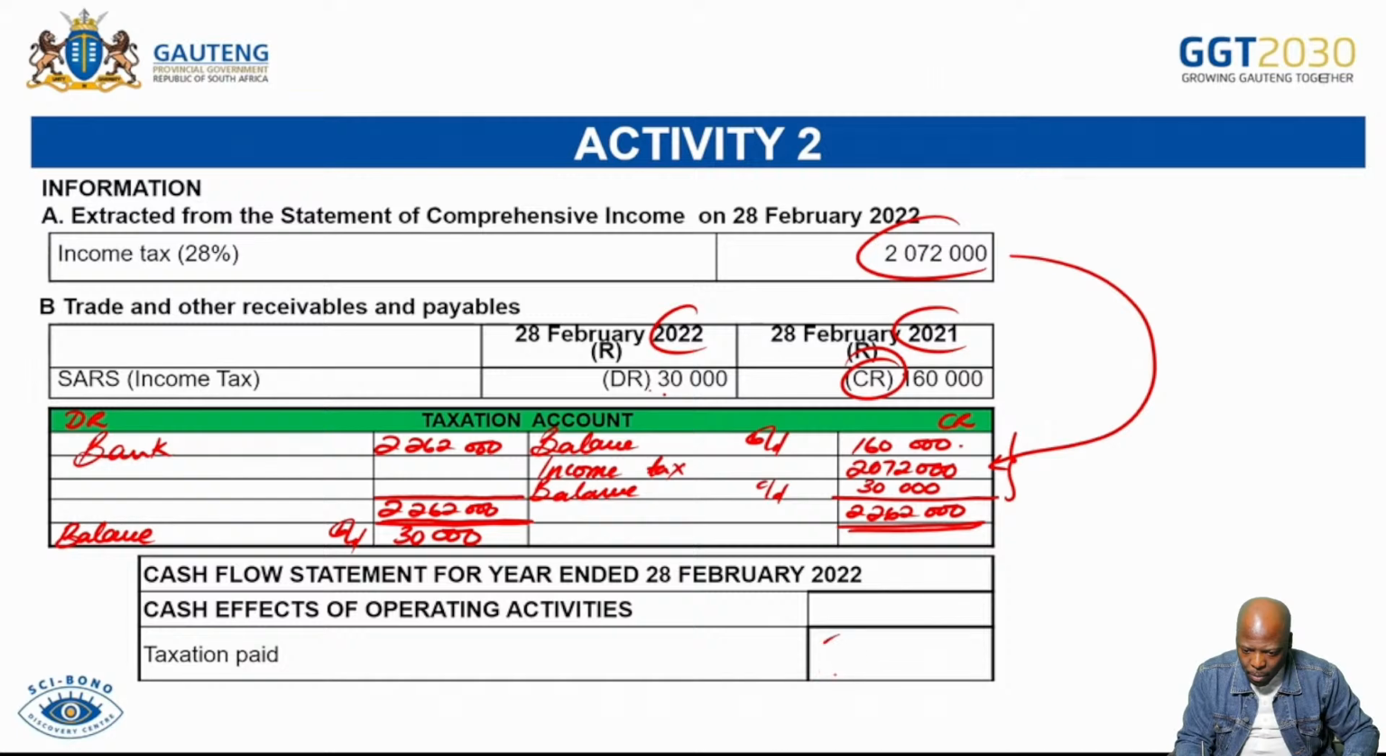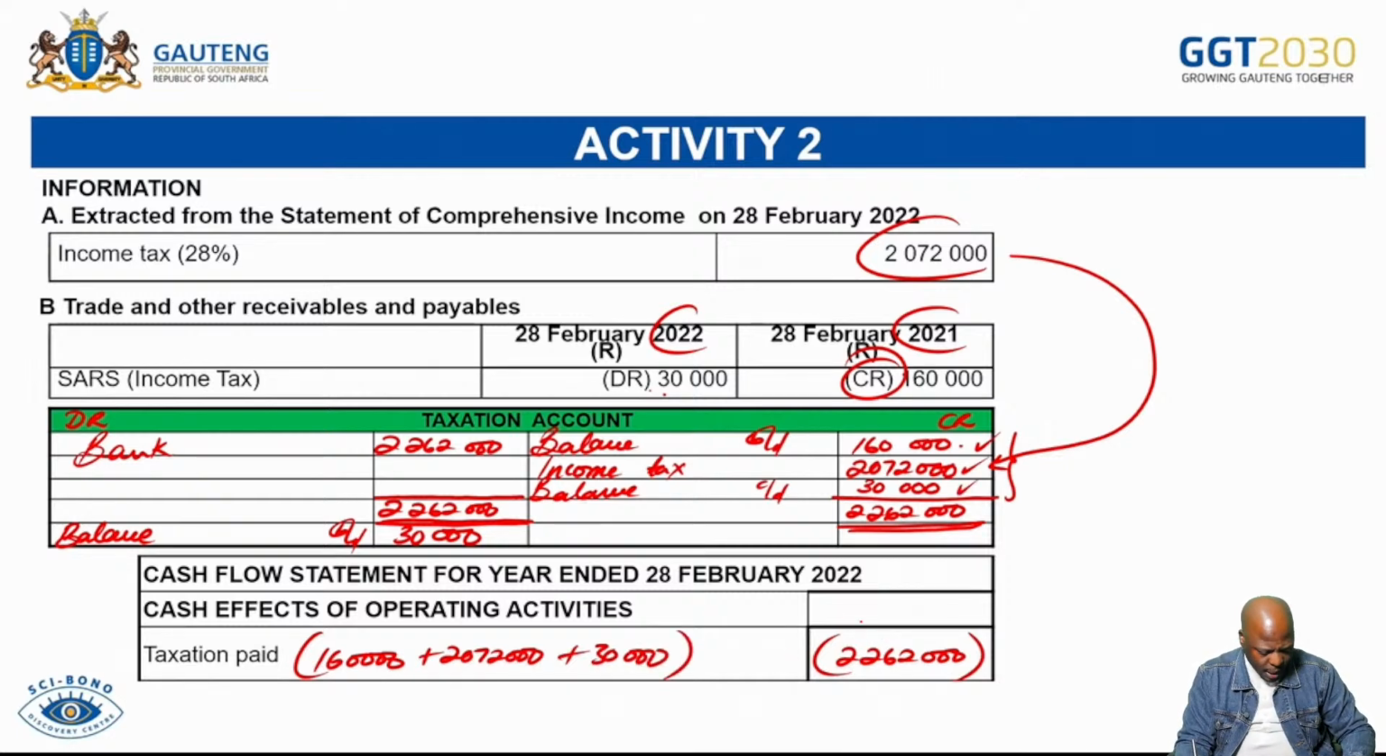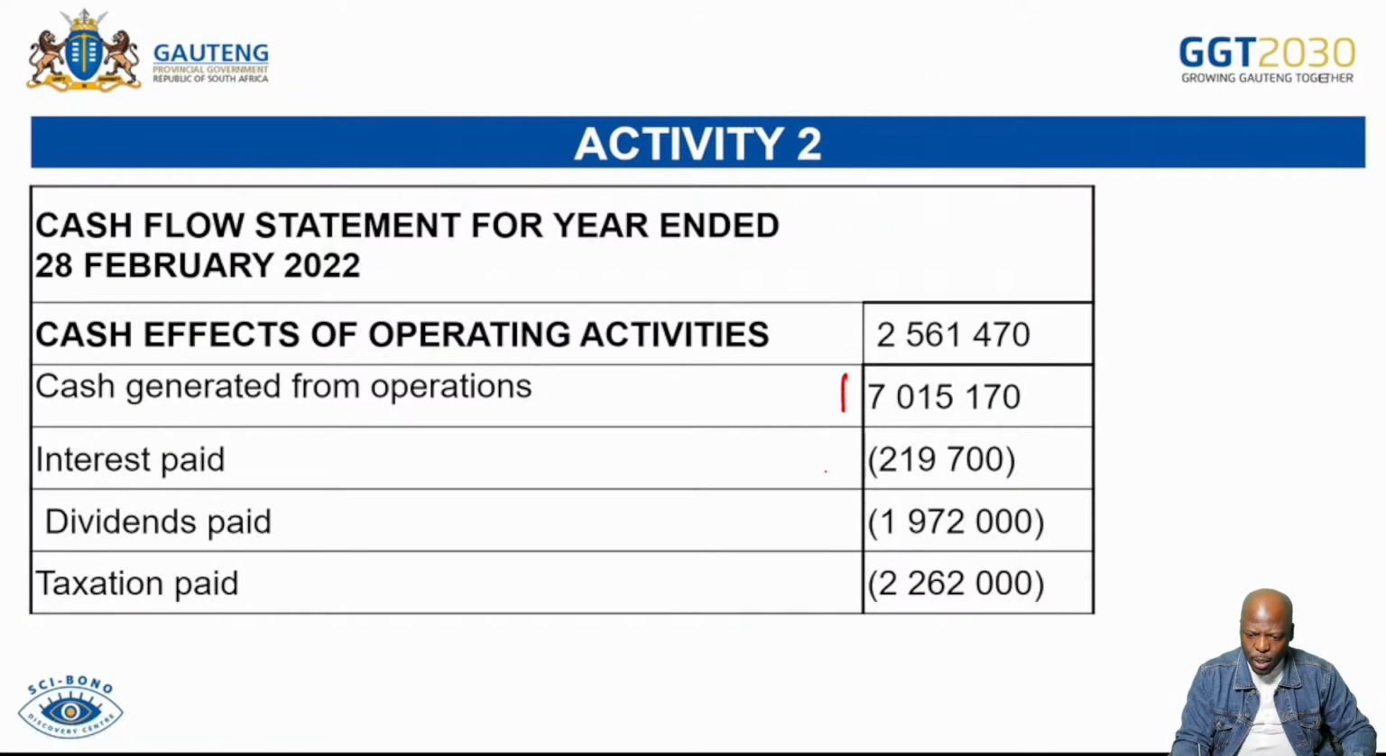I know in bracket already, which is my 2,262,000. I encourage you to show calculations. And if you're to show calculations, you're simply saying your 160,000, which is this one, plus your 2,072,000, which is this one, plus your 30,000, which is this one. And then it gives you that amount there. And we are done. And once we are there, then we are adding all these amounts and we come back up here to 2,561,470. I'm going to continue from here now.